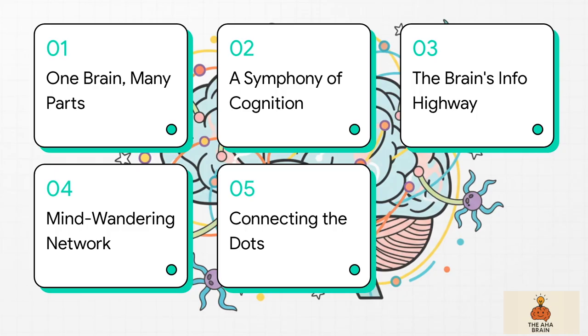So, to get to the bottom of that, here's how we're going to break it down. First, we'll talk about the main idea, that your brain has many parts. Then, we'll see how that works in real life. After that, we'll look at the highways connecting everything. We'll even explore what your brain does when you're doing absolutely nothing, which is pretty wild. And finally, we'll connect all the dots.